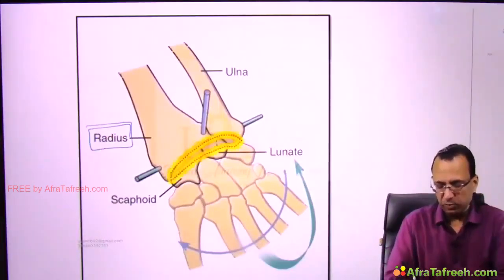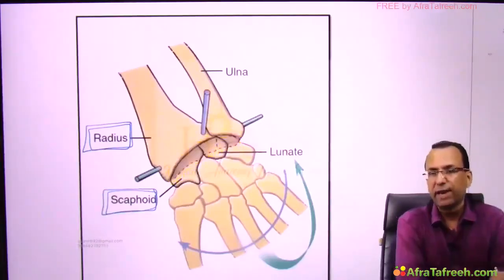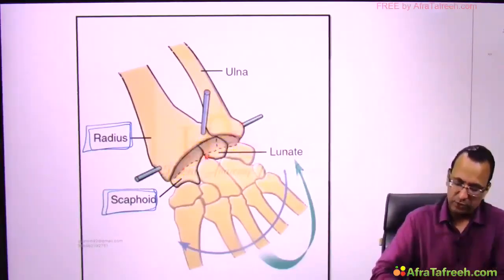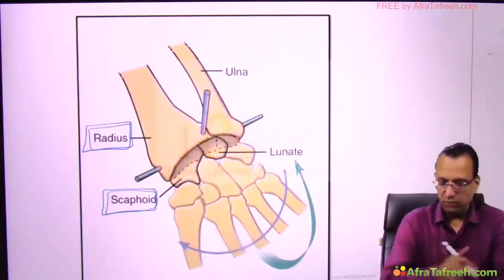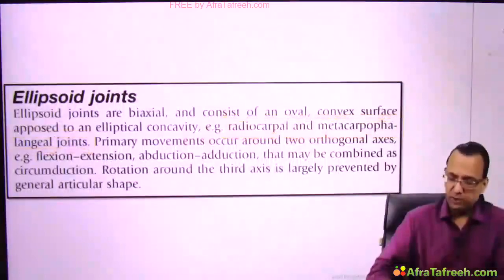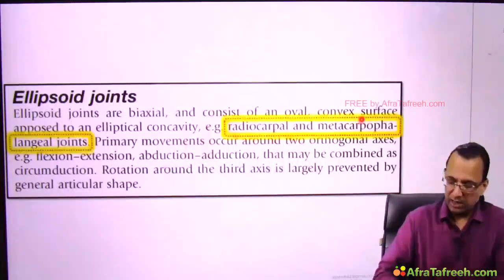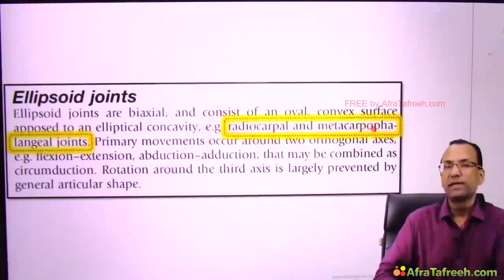It is between the radius bone and the carpal bone, so it is called the radiocarpal joint, and it has an elliptical articular surface. That's why it is called an ellipsoid synovial joint. And also the metacarpophalangeal joint, the knuckle joint. This is Gray's anatomy telling you that the radiocarpal wrist joint and the metacarpophalangeal knuckle joint are also ellipsoid.